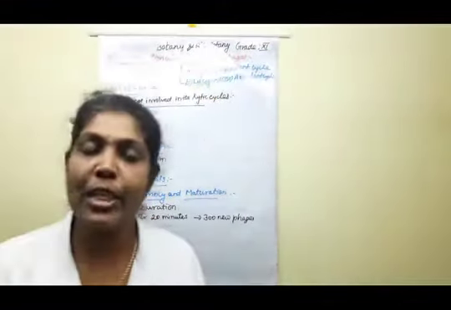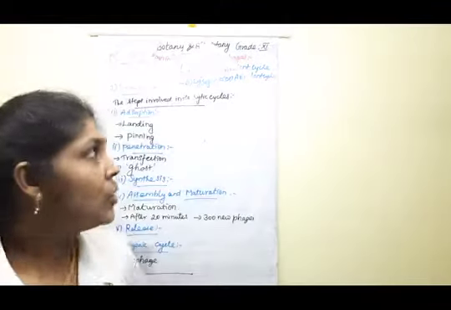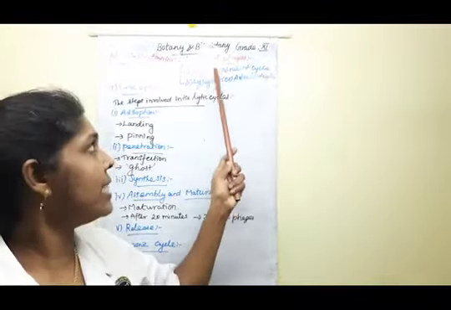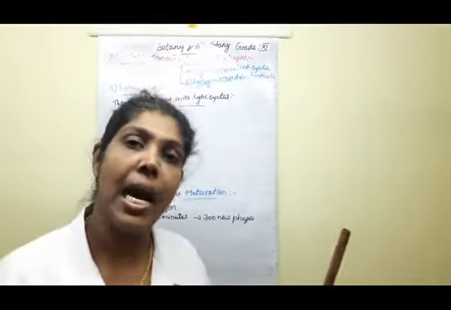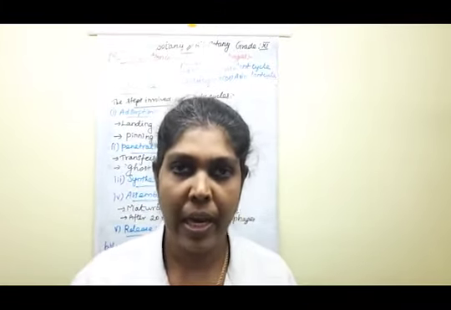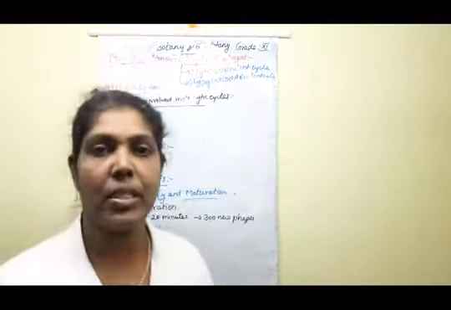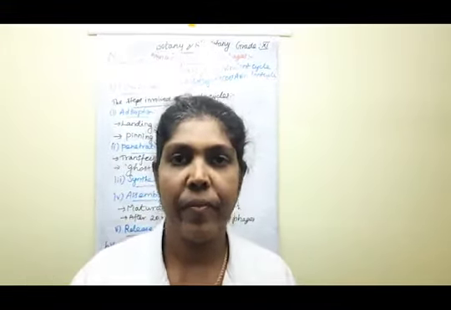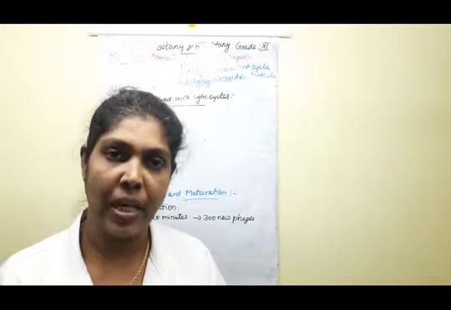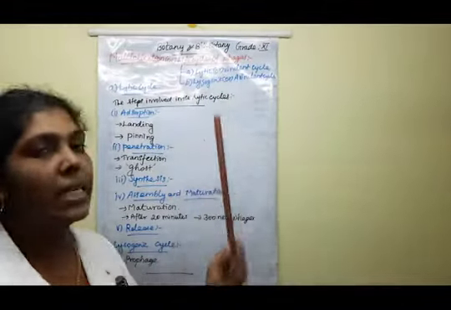Based on the life cycles, the phages are categorized into two types. One is the lytic cycle and the other is the lysogenic cycle. The lytic cycle is called a virulent cycle, and the lysogenic cycle is called avirulent, a non-virulent type of cycle. Clear, children? Only through these two types does the life cycle of phages go on. The first one we are going to prepare is the lytic cycle, the virulent cycle.